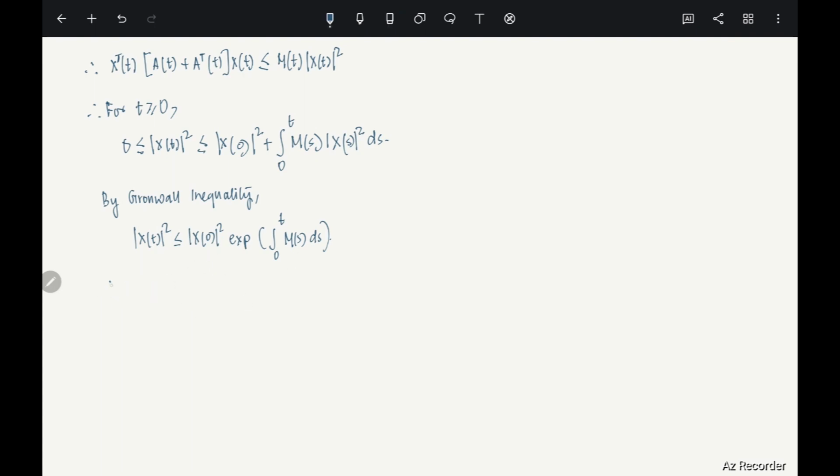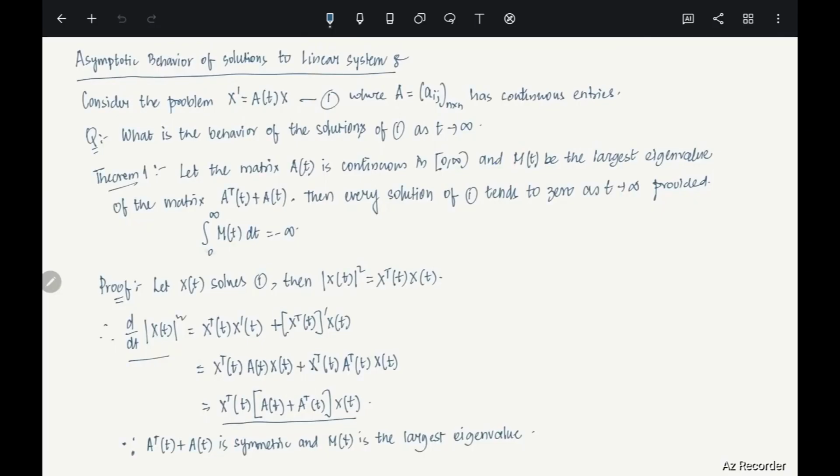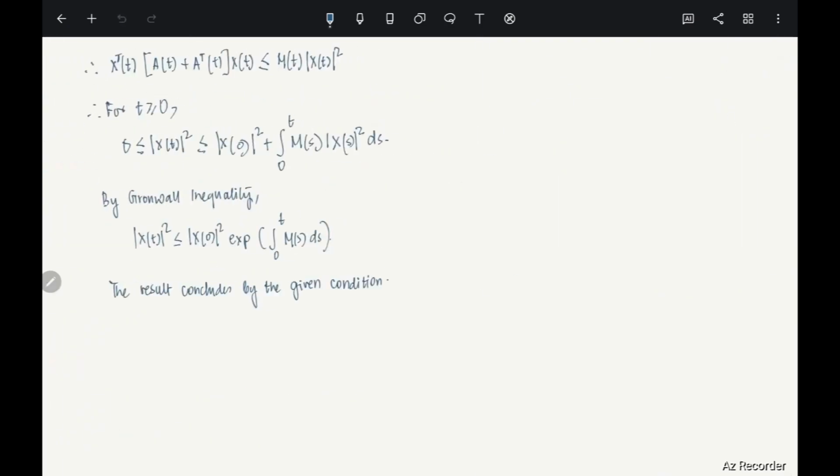The result concludes by the given condition. So see here, you don't have to go from 0 to infinity. It can be from some large enough t naught to infinity. It doesn't matter; you don't have to put any condition on this lower bound. So what it is saying is that after some time, because m is continuous, the integral has to be minus infinity. That's all. I hope this is clear. Very, very simple. It's not a very difficult theorem to prove actually.